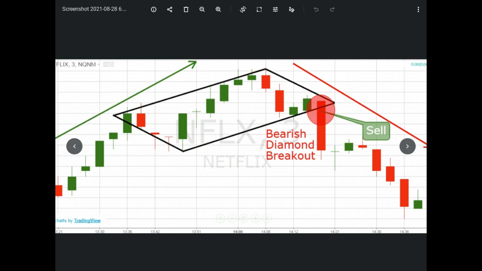Measuring technique: you would measure the widest point of the diamond, and subtract it from the breakout level, which will be here. So that'll give you here, telling you how far it's going to go down.